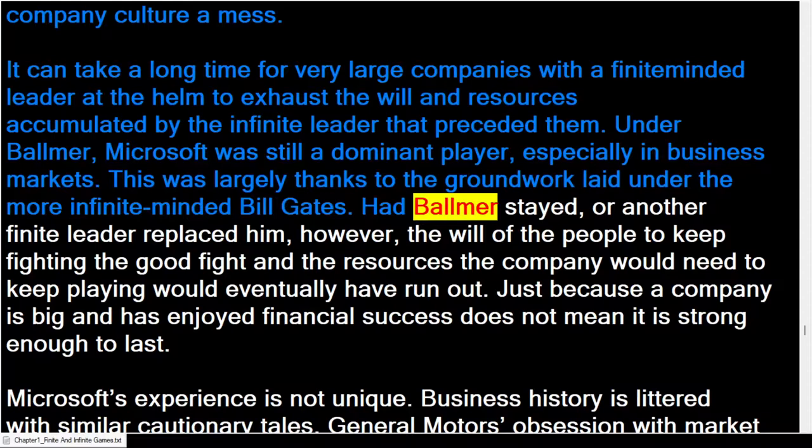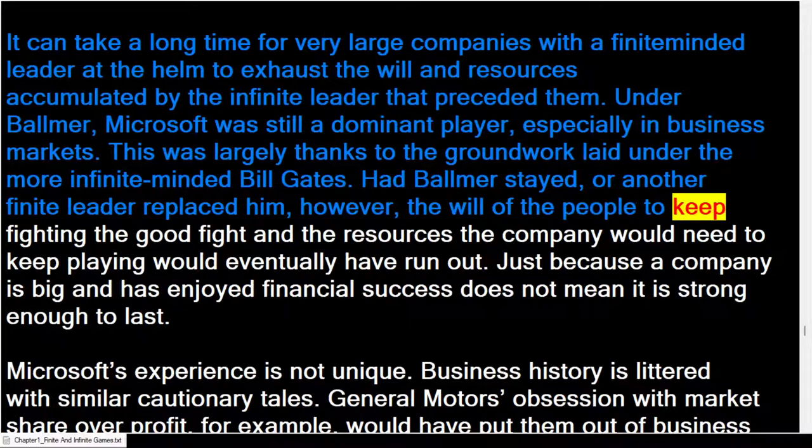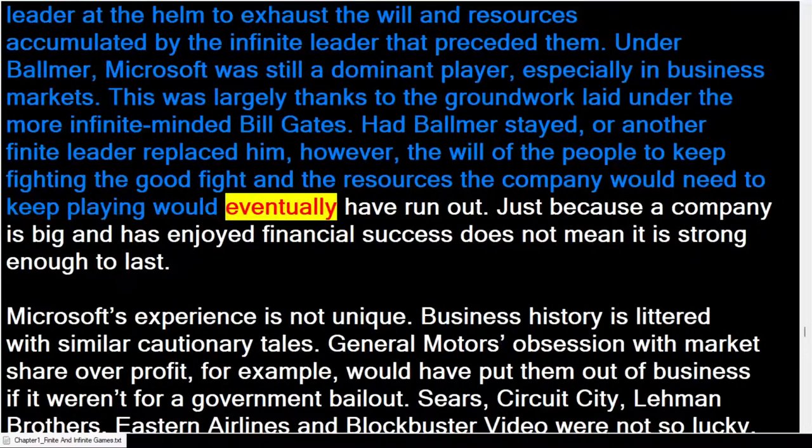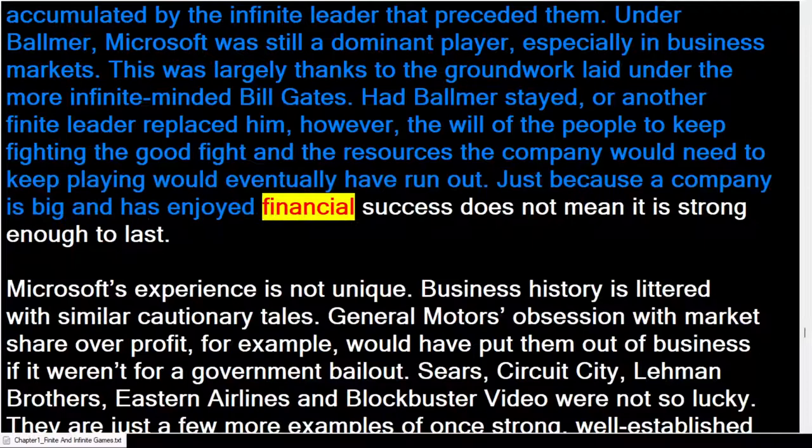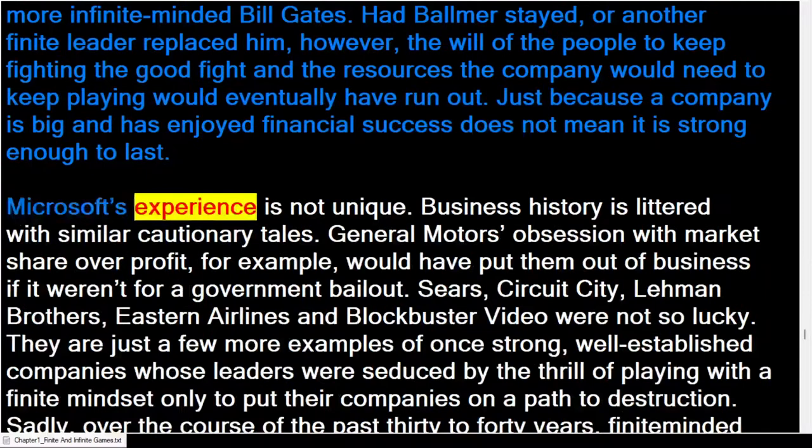Had Ballmer stayed, or another finite leader replaced him, however, the will of the people to keep fighting the good fight and the resources the company would need to keep playing would eventually have run out. Just because a company is big and has enjoyed financial success does not mean it is strong enough to last. Microsoft's experience is not unique.